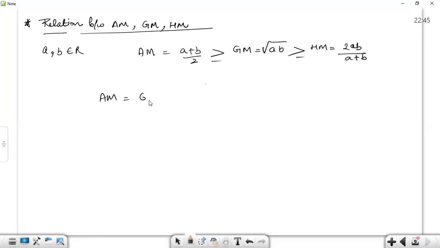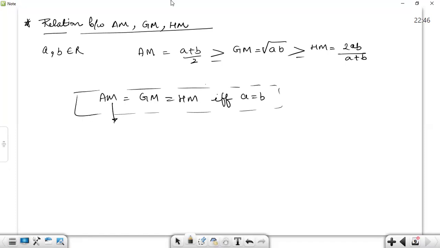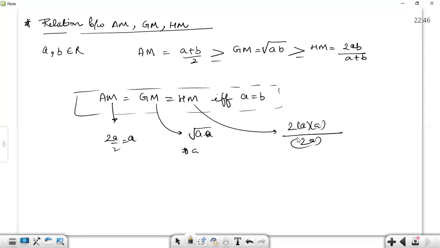Arithmetic mean equals geometric mean equals harmonic mean if and only if A is equal to B. Let's find out if A is equal to B. So A plus B becomes 2A divided by 2, that is A only. Now the square root of A into A becomes A only. Harmonic mean: 2 into A divided by 2A, that becomes A only, right?